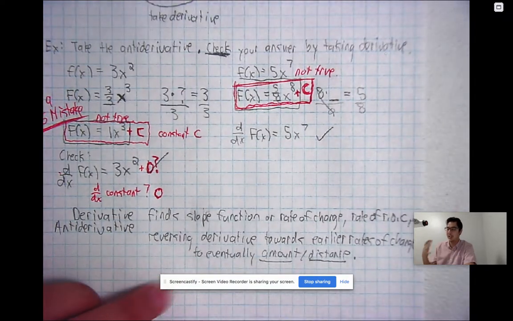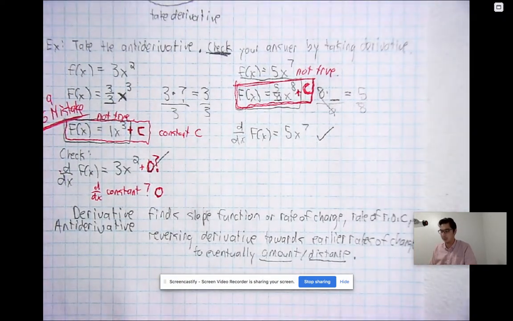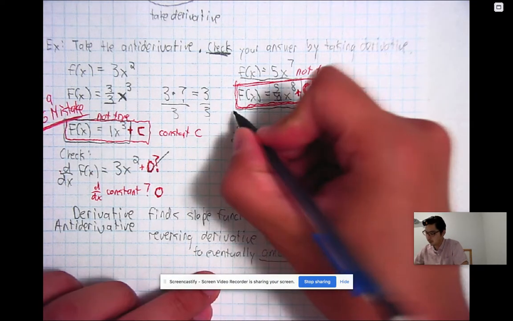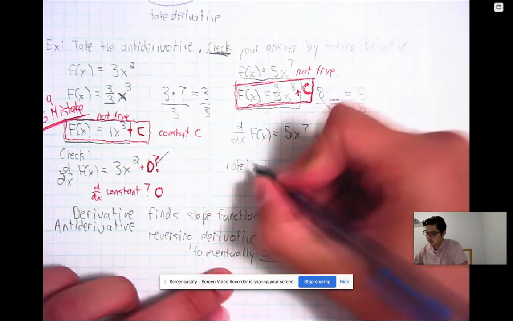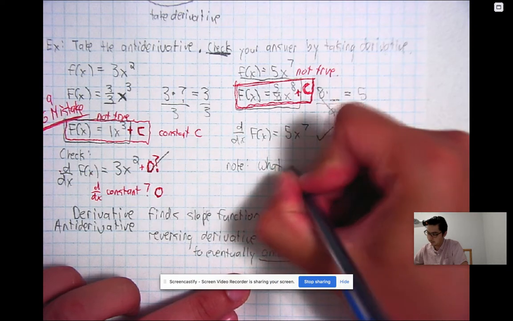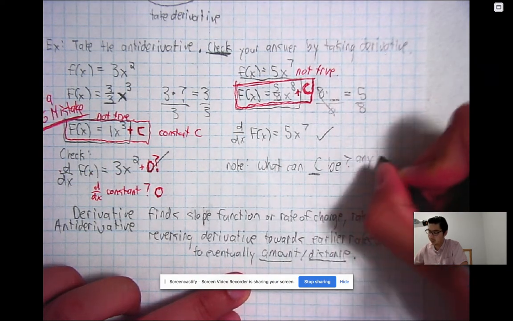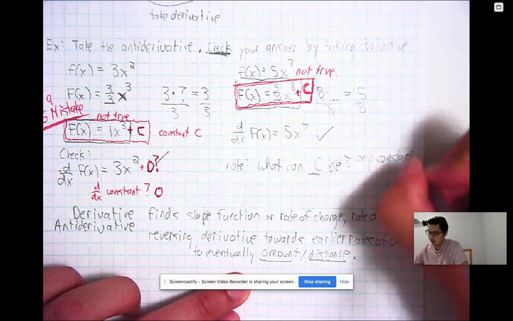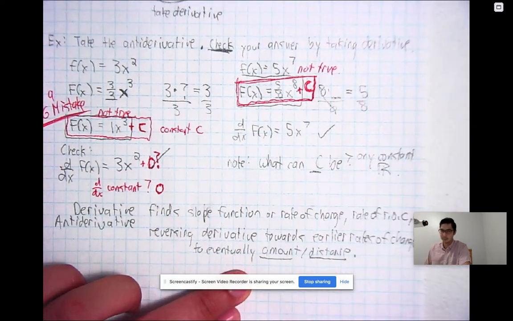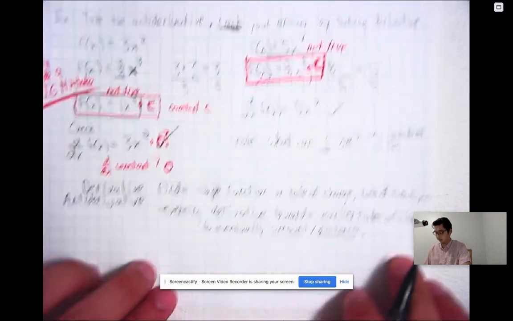Now that's going to change the functions you look at. Now notice why I say plus c and not a number. Well, what can c be? So note, what can c be? Well, it's any constant, any number, right? Any constant, which is a real number. And if I want to show you that, take a look.